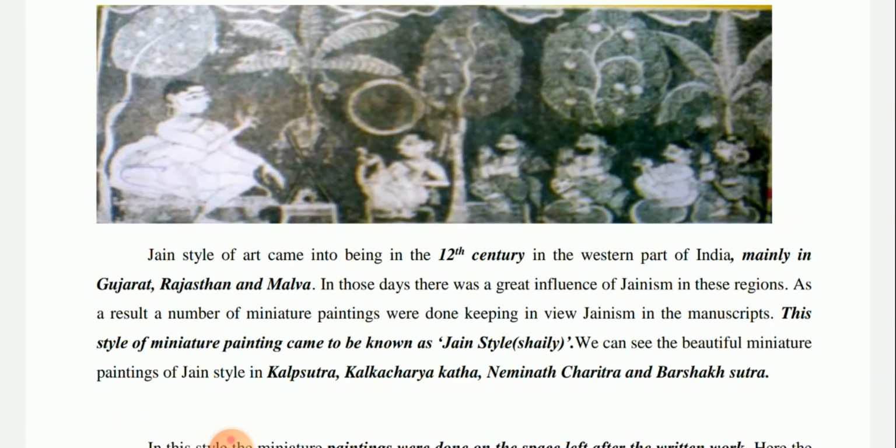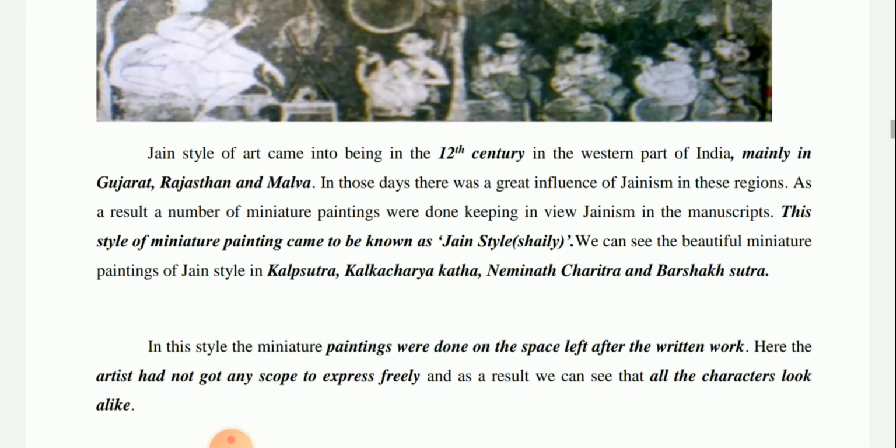The Jain style of art came into existence from the 12th century in the western part of India, that is mainly in Gujarat, Rajasthan and Malwa. In those days, there was a great influence of Jainism in these regions. As a result, a number of miniature paintings were done keeping in view Jainism in the manuscripts. This style of miniature paintings came to be known as Jain style of art. We can see beautiful miniature paintings of Jain style in Kalpasutra, Kalkacharya Katha, Neminath Charitra and Barsak Sutra. These are the names of the manuscripts. Okay, there we can see these paintings.